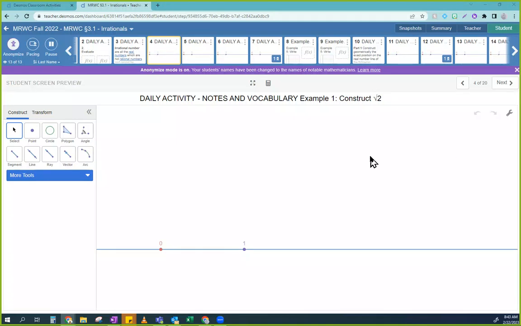So we are going to go over constructing square root of 2 on a number line. And when I say constructing square root of 2, when we say the word constructed, we're very precise, right? We're not just saying like, oh, I think it's right here, right? It has to be very, very precise. Precise is the word that I'm thinking.